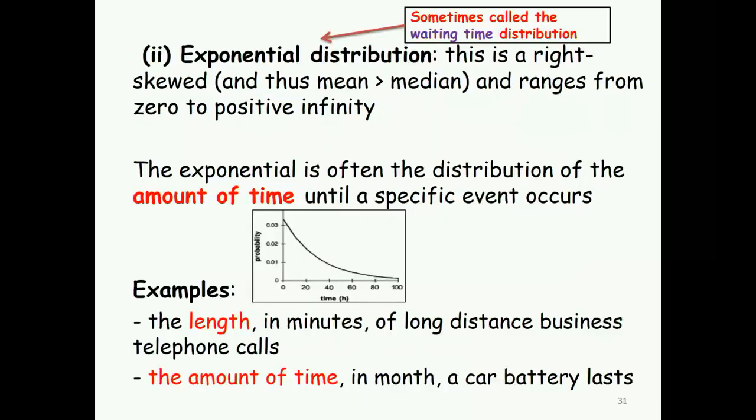Let's go to the third one, which we call exponential. This is the second type of continuous distribution.